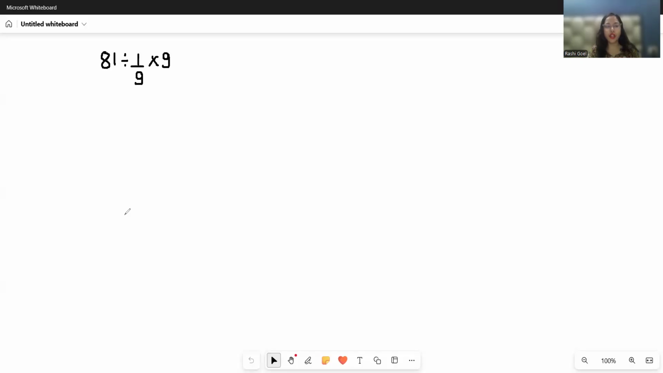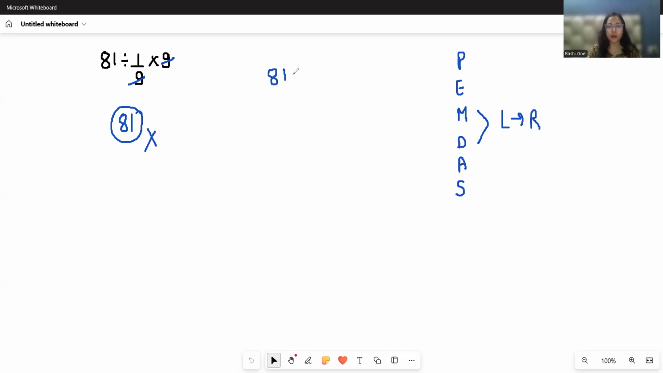So in this expression, we are given 81 divided by 1 by 9 times 9. So let's solve it. What mistake do people make? They cancel out the 9 with 9 and get 81 divided by 1, whose answer is 81. What do you think? Is it correct or incorrect? Yes, it's incorrect. As we discussed, division and multiplication have the same priority, but we said that we have to solve from left to right, not in between, not right to left.